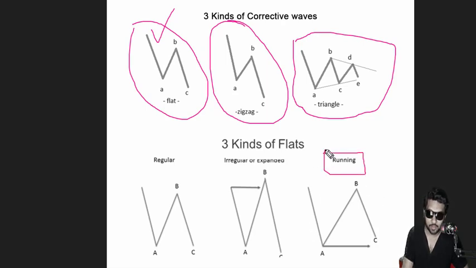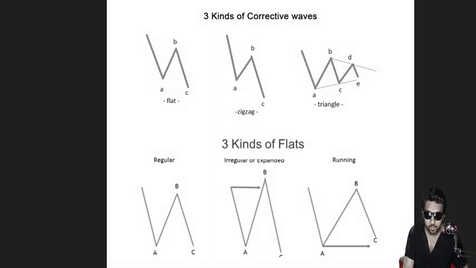And there is a running flat. In a running flat, the B point is equal to the equal highs and doesn't breach the equal high. And when the C forms, it will be above the equal lows. It cannot reach the equal lows. That is your front-running ABC. That's why it's called a running flat. Now you understand the three corrective waves and three kinds of flat waves.